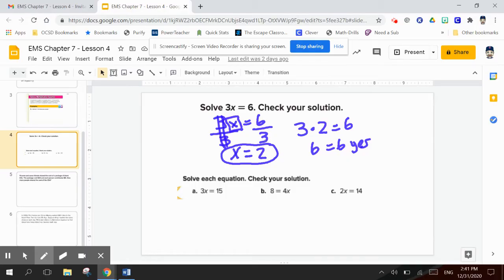Letter A. 3x equals 15. Again, to solve a multiplication equation, I have to divide. So I divide each side of the equation by the number that's connected to the variable, which is 3. 3x divided by 3, the 3's cancel out. I'm left with my variable x. 15 divided by 3 is 5.